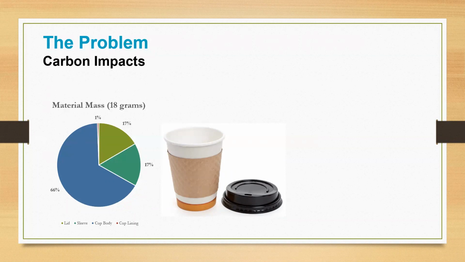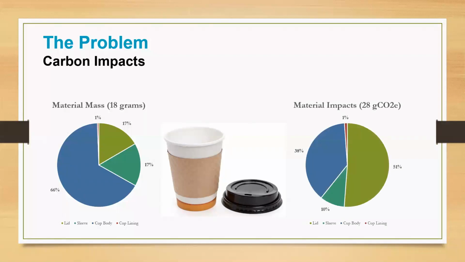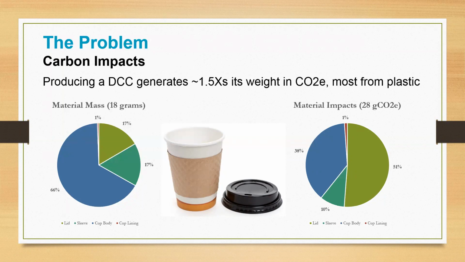However, if we look at the carbon impacts of producing a disposable coffee cup, we'll see that actually the majority of the emissions, just over half, are attributed to the plastic lid itself. And that's because plastic is a much higher carbon material, much more carbon intensive to produce and manufacture. And so it accounts for the majority of the carbon impacts. As a whole, producing a disposable coffee cup generates about 1.5 times its weight in CO2. And most of this comes from plastic.